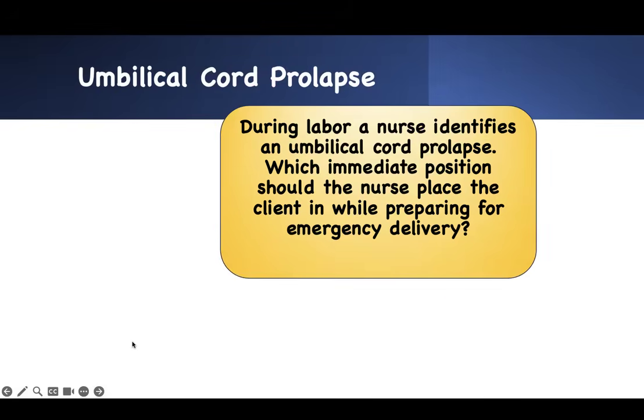Cord prolapse. During labor, a nurse identifies an umbilical cord prolapse. With immediate position, how should the nurse place the client while preparing for emergency delivery? You want to push the cord in, not with your hand, but what? Mommy, allowing pressure and gravity. Therefore, what we do is knee to chest position, knee to chest position, not lateral position.